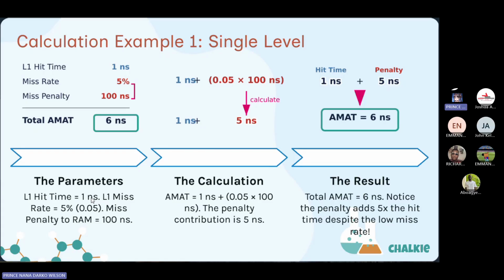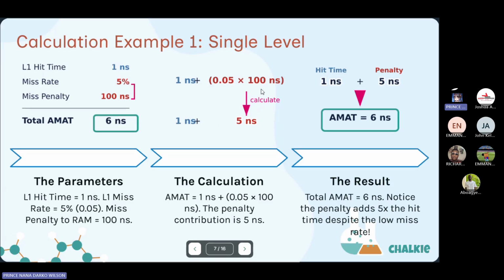So then to compute it, we take hit time, which is 1 nanosecond, plus the product of the miss rate, which is 0.05, and the penalty, which is 100 nanoseconds. So 0.05 times 100 nanoseconds, as you can see here, gives us 5 nanoseconds. And then you combine that with the hit time, and that gives you exactly 6 nanoseconds. This value, the 6 nanoseconds, becomes the average memory access time.